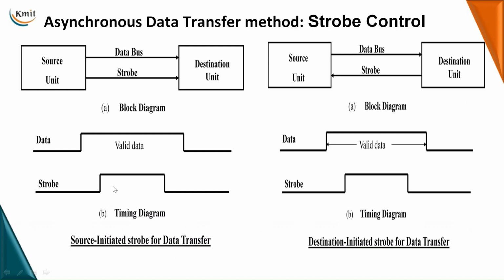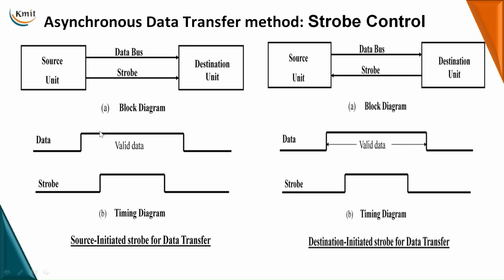So let us see an example. This is the block diagram of the strobe control mechanisms. This is a source initiated strobe mechanism and this is a destination initiated strobe mechanism. Coming to the source initiated strobe mechanism, we have a source unit and a destination unit. If a particular source wants to send data to the destination unit, it will first create a strobe signal and send it to the destination unit. Along with the strobe signal, it will also place the data onto the data bus, from the source to the destination.